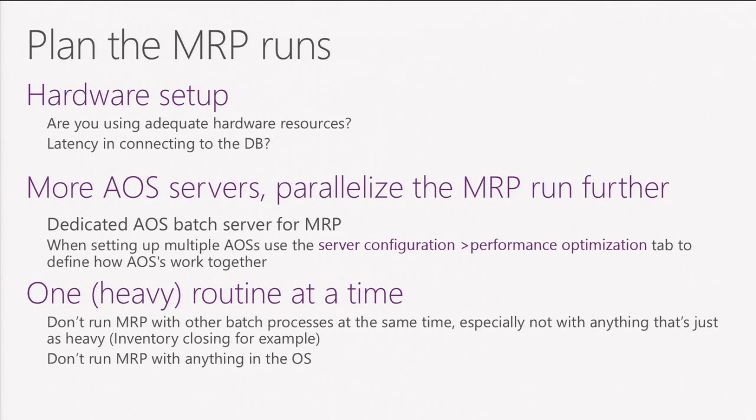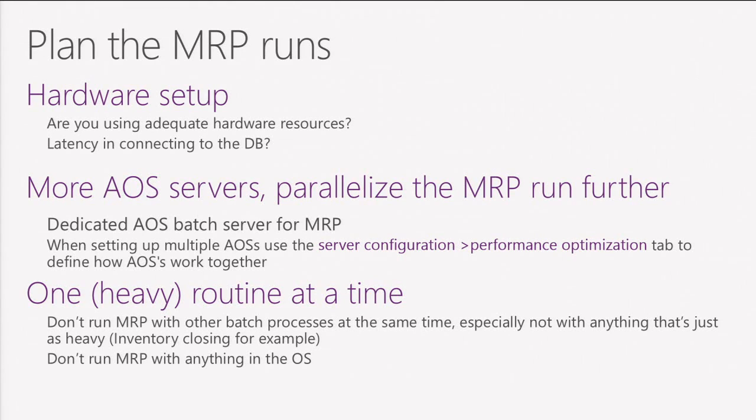Next thing to consider is to run on multiple AOS servers and parallelize MRP. It's a very good idea to have a dedicated AOS batch server for running MRP. I will get back to that, but it's important to know that in data compositions where there are lots of items that are not coupled together through BOM structures, so lots of independent items, MRP scales pretty well. So you can for sure parallelize it, and you will get better performance, better runtime.